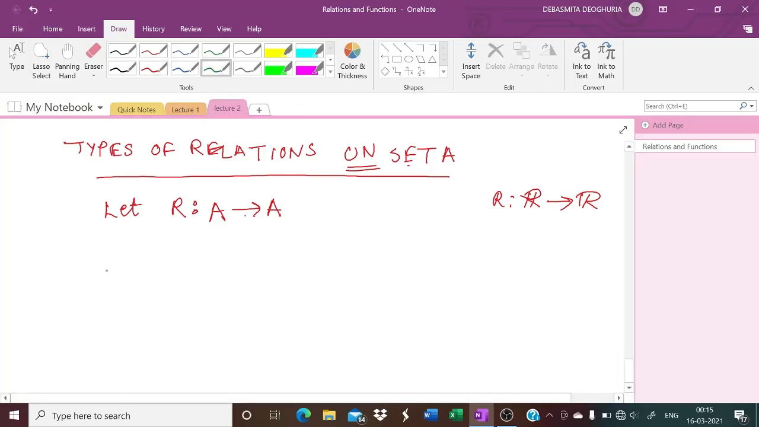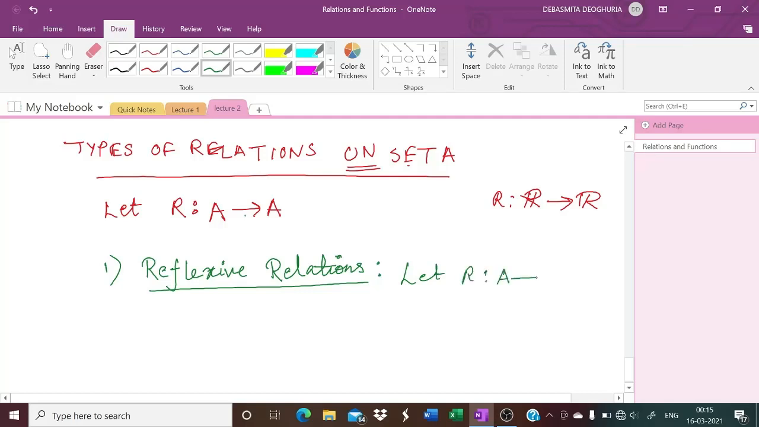Number 1 would be reflexive relations. So a reflexive relation would be: let there be a relation R from set A to set A, a relation on A, then R would be reflexive if X is related to X exists for all X belongs to A.